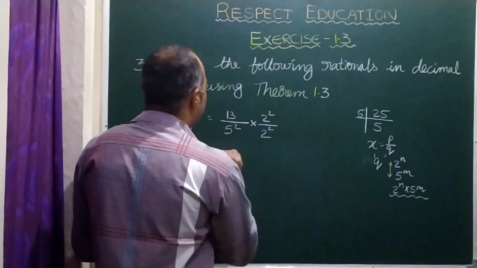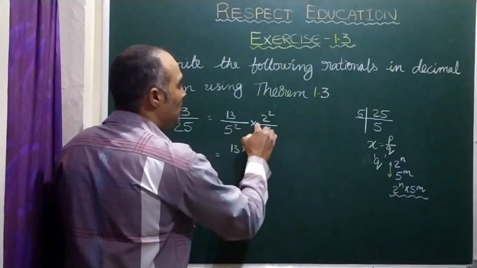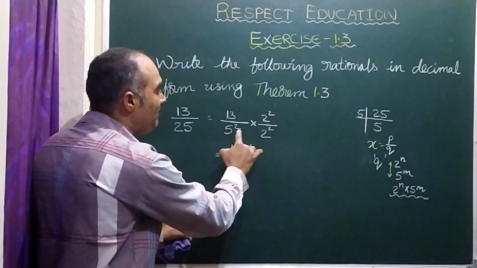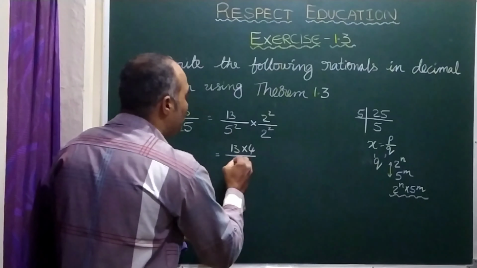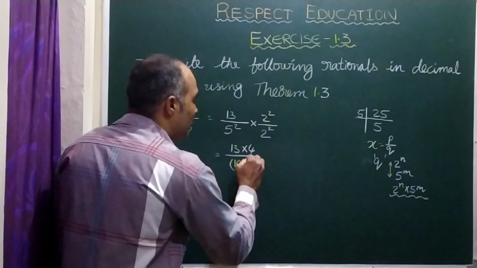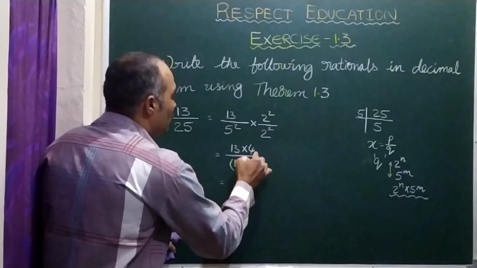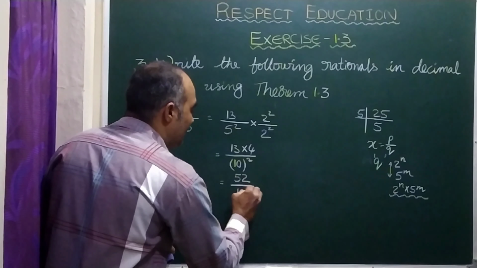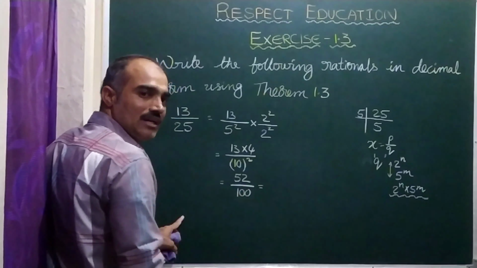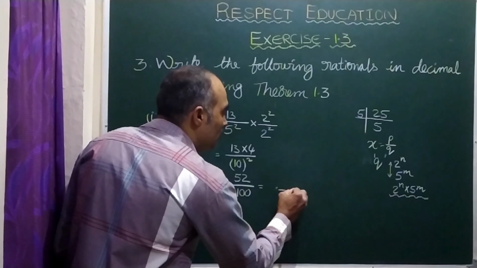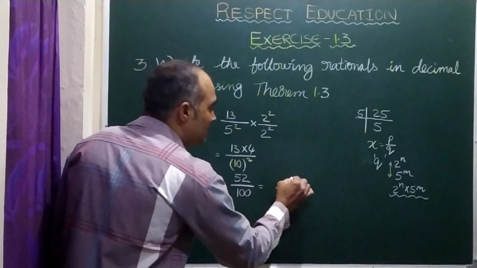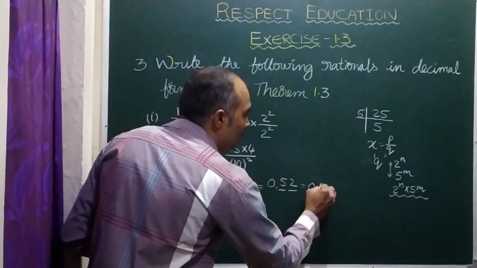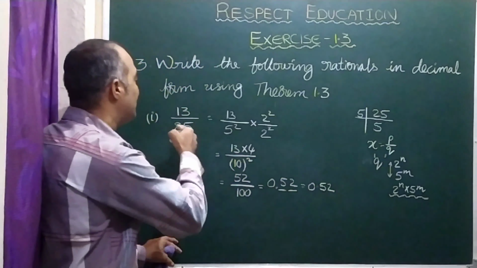So let us rewrite this as 13 into 2 square, that is 4, by 5 square into 2 square. I am writing it as 5 into 2 whole square, right? 5 into 2 is 10, so it is 10 square. So it is 4 into 13 is 52 upon 10 square, that is 100. When 2 zeros are there, children, after the decimal 2 places can be filled. Here this 52 is there, here 2 comes, here 5 comes, here 0. So it is 0.52. It is the decimal form of the given rational number.